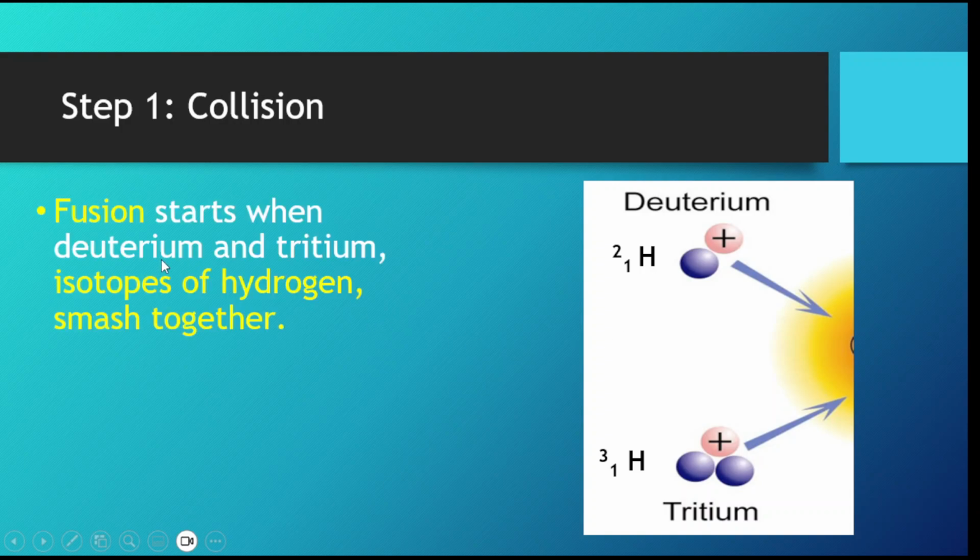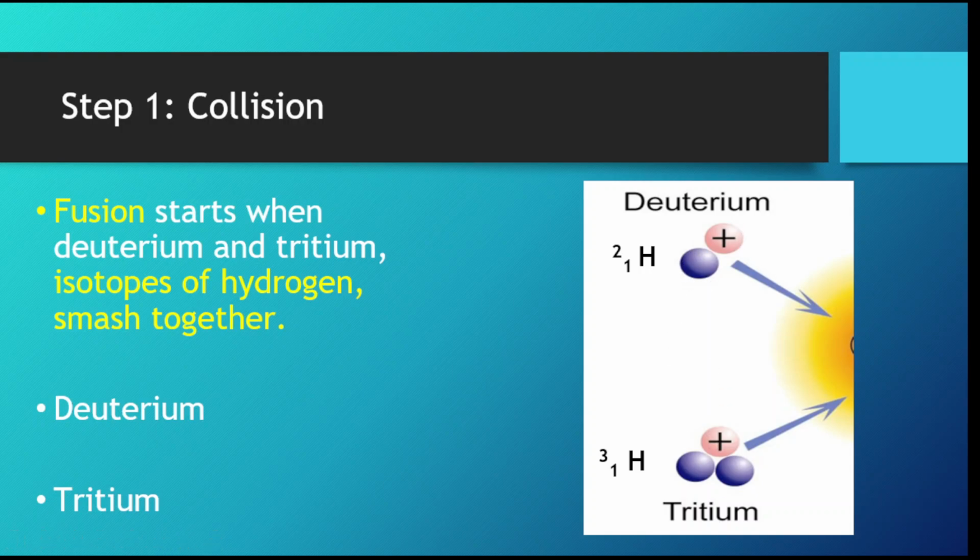All right, so fusion starts when deuterium and tritium, which are isotopes of hydrogen, smash together. So these will collide together. A reaction always starts with a collision between 2 atoms. So that is the first step here in fusion. And it is deuterium and tritium which usually cause the collision. So when we talk about fusion, a lot of times we talk about these 2 isotopes of hydrogen colliding.